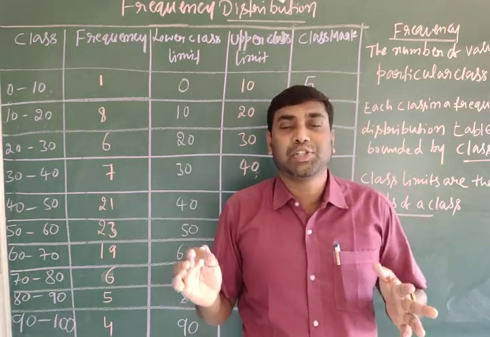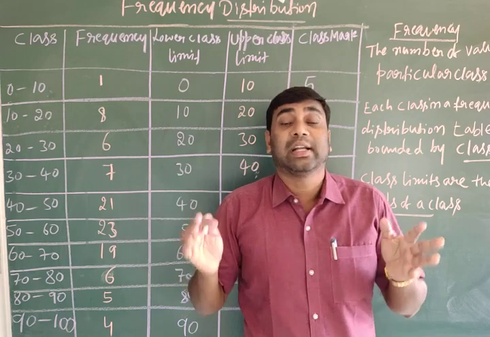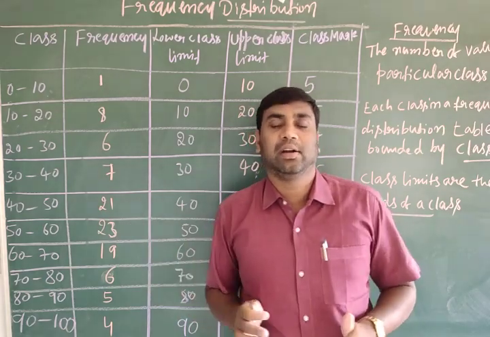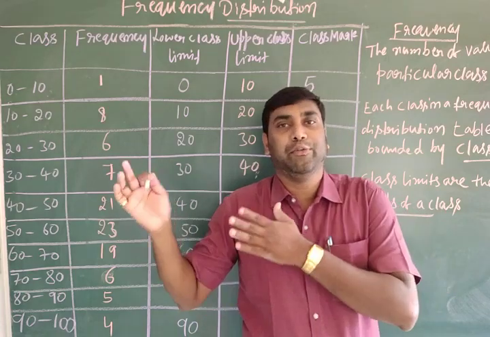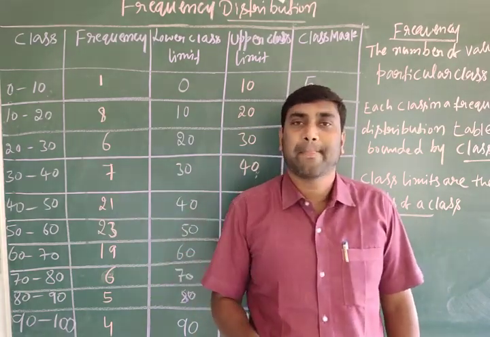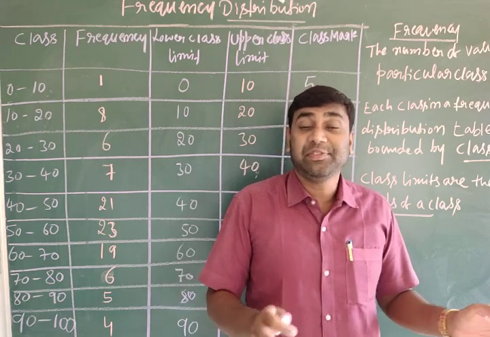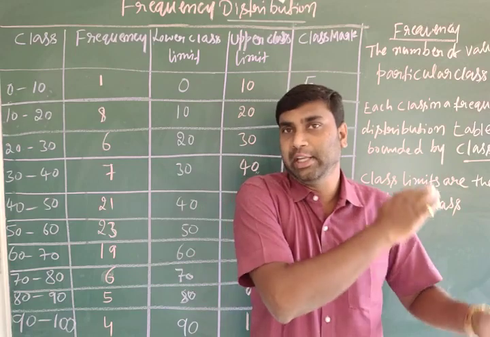So frequency distribution is a method of classifying the raw data of a quantitative variable. Simple. The frequency distribution is a method that can classify the raw data of a quantitative variable.